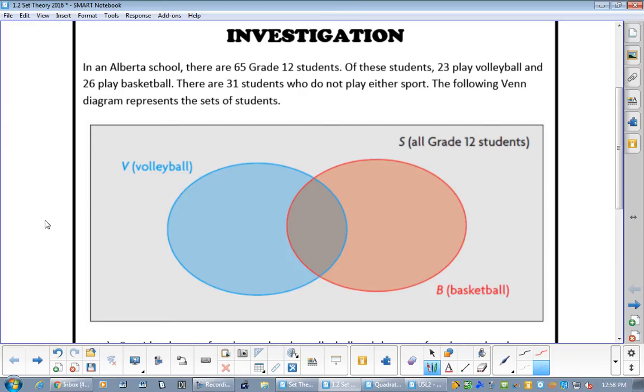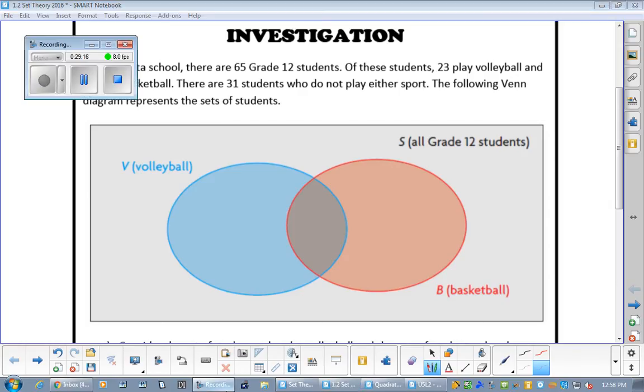Okay, so all I want you to do now, I'm gonna pause the recording. I want you to do a Venn diagram of this. In an Alberta school, there's 65 grade 12 students. This is a question that will be on your diploma. Of these students, 23 play volleyball, 26 play basketball. There are 31 students who do not play either sport. The following Venn diagram will represent this. Okay, so I want to walk around, see if any of you can just do this Venn diagram. Put the numbers in. I don't want to rush through this.